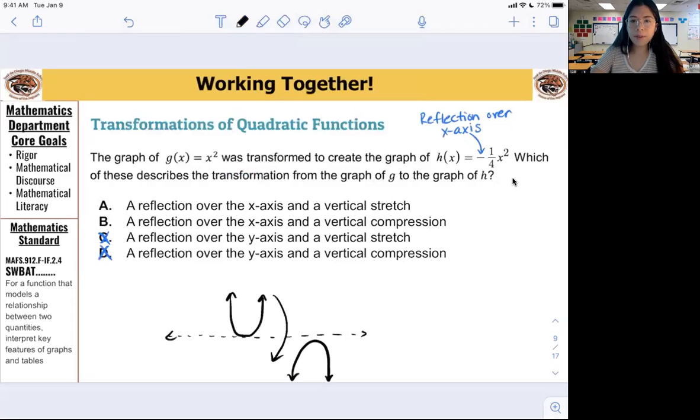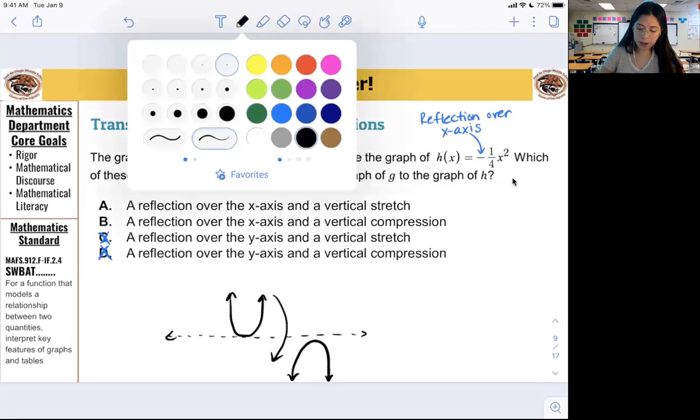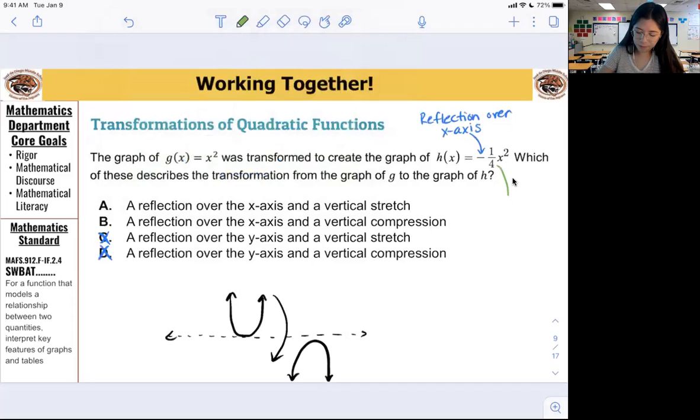And then I have a fraction. What does a fraction do to the graph? Compresses it. That's going to be a vertical compression. Good. So my final answer is B.